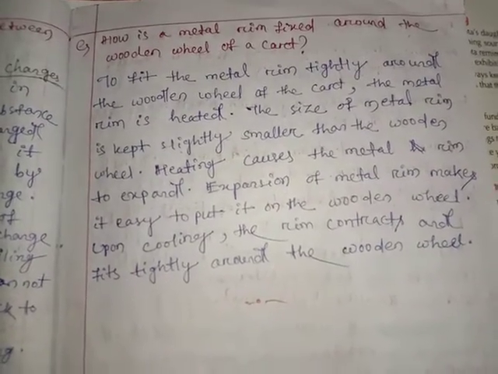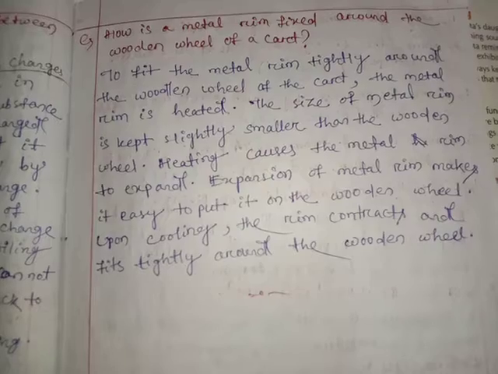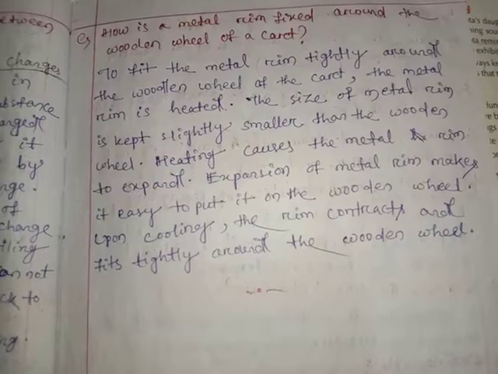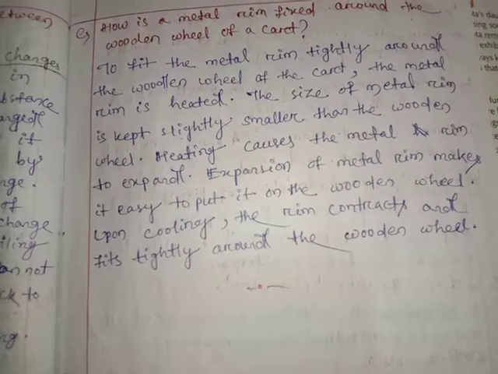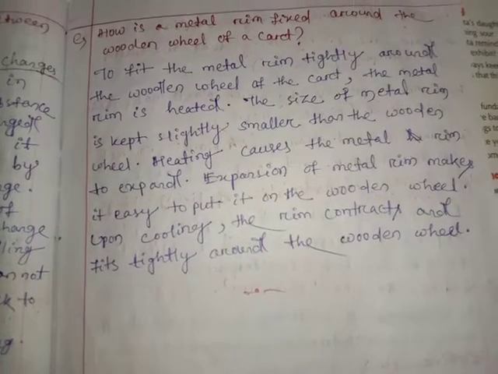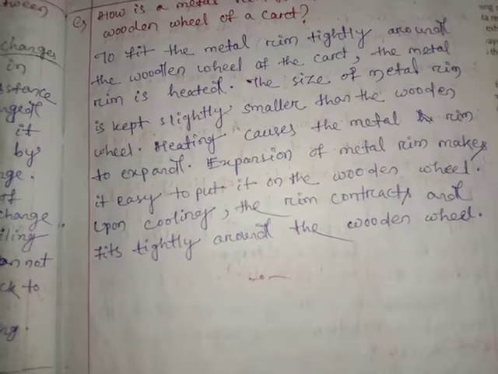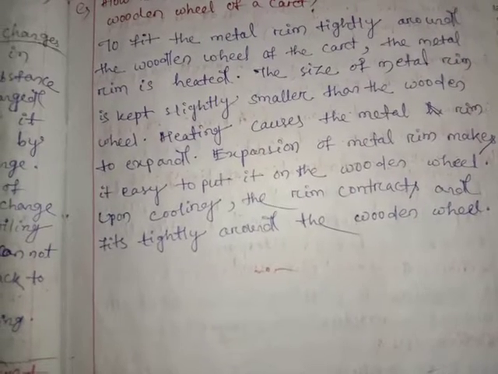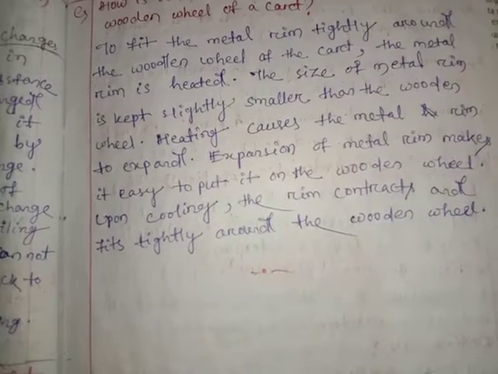Then number E, how is a metal rim fixed around the wooden wheel of a cart? To fit the metal rim tightly around the wooden wheel of the cart, the metal rim is heated. The size of the metal rim is kept slightly smaller than the wooden wheel. Heating causes the metal rim to expand. Expansion of the metal rim makes it easy to put on the wooden wheel. Upon cooling, the rim contracts and fits tightly around the wooden wheel.